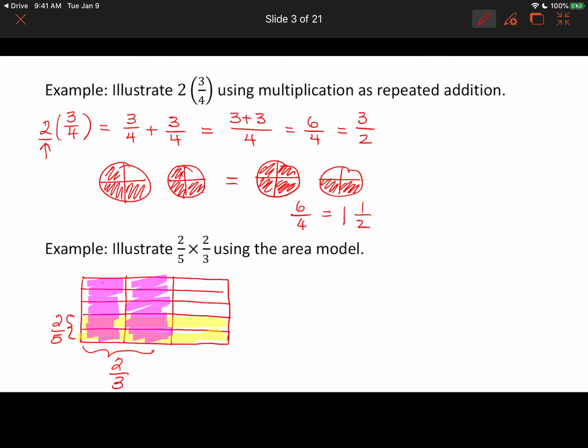All right, now the overlap, so the places where I have both colors, is my product, okay? So this tells me that 2/5 times 2/3 is 4, and then I count all the number of rectangles to see that I have 4/15. I'm going to call that the overlap.